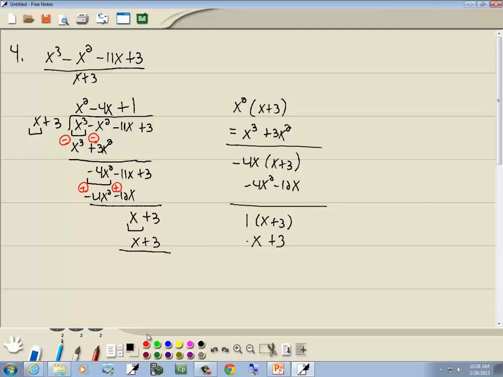Put that here, and then we're going to subtract that line. So we'll flip signs. So the positive x becomes negative, the positive 3 becomes negative. x minus x drops away, 3 minus 3 gives you 0. So our answer is going to be x squared minus 4x plus 1.